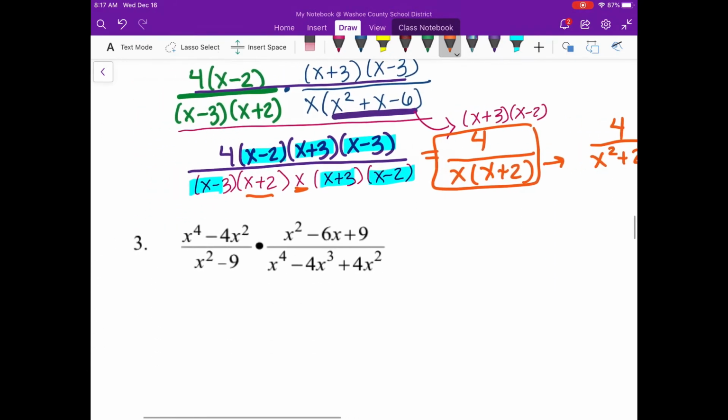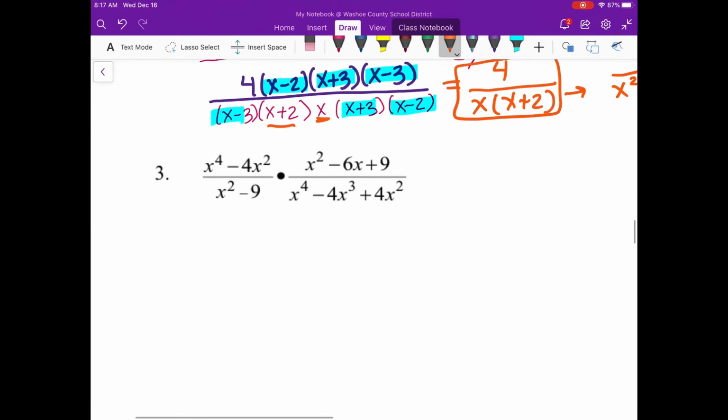Okay, let's do this last one, the last multiplication one before we go into division. So go ahead and pause the video now and try this one on your own, then come back and check your answer.